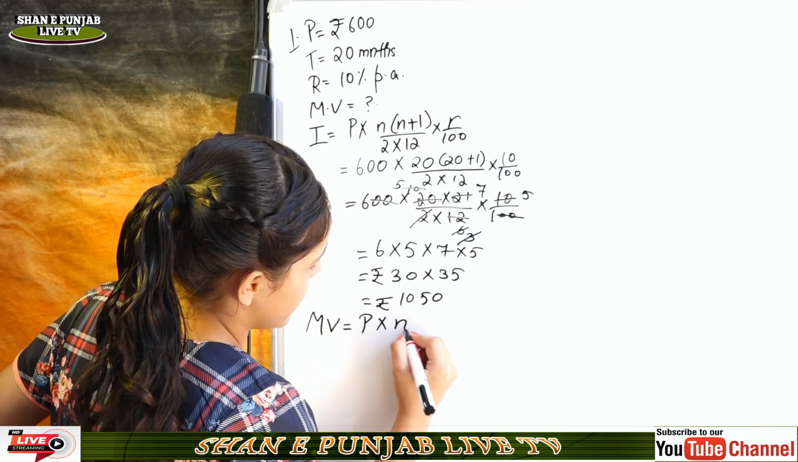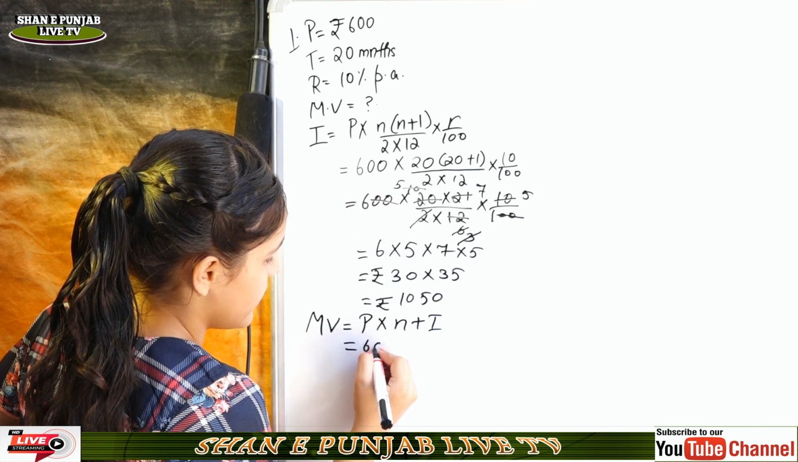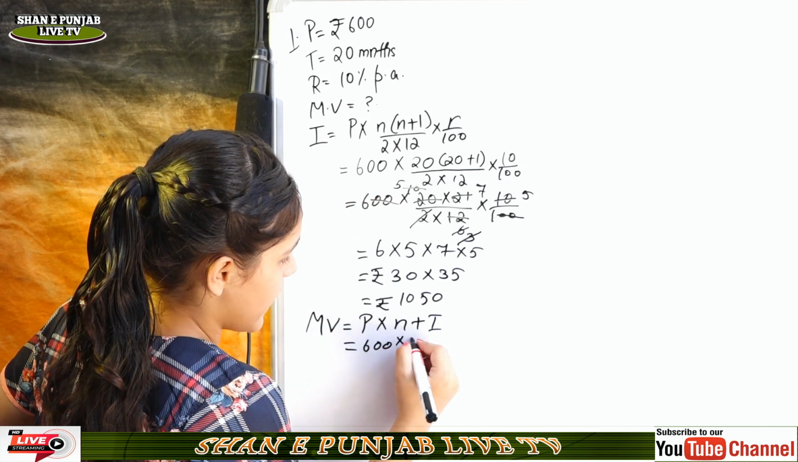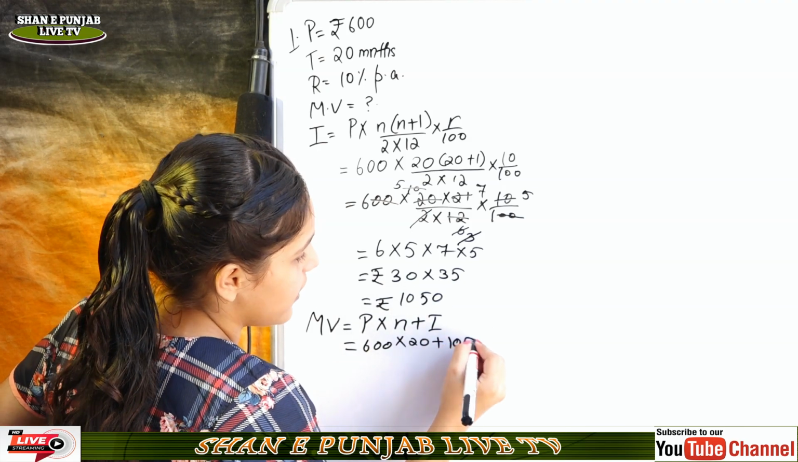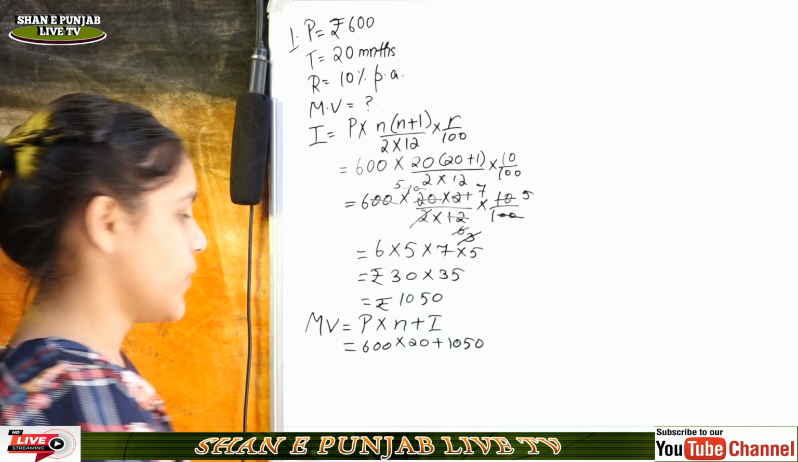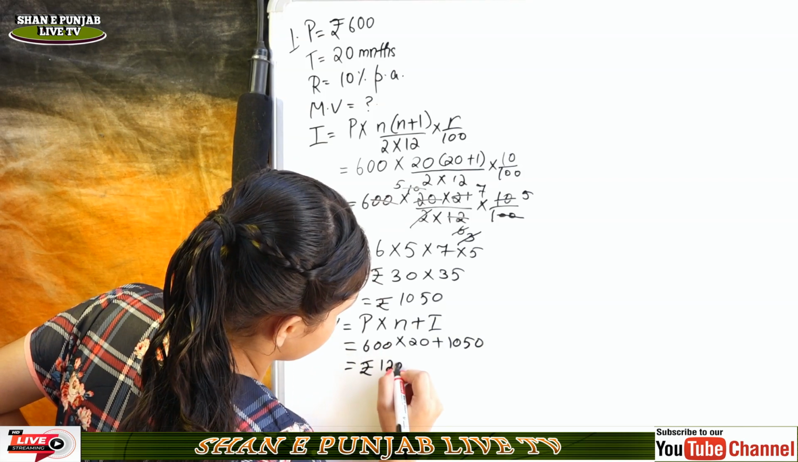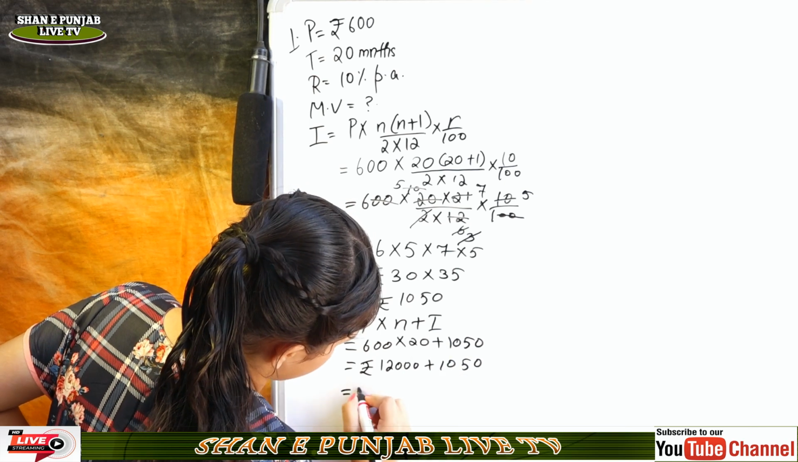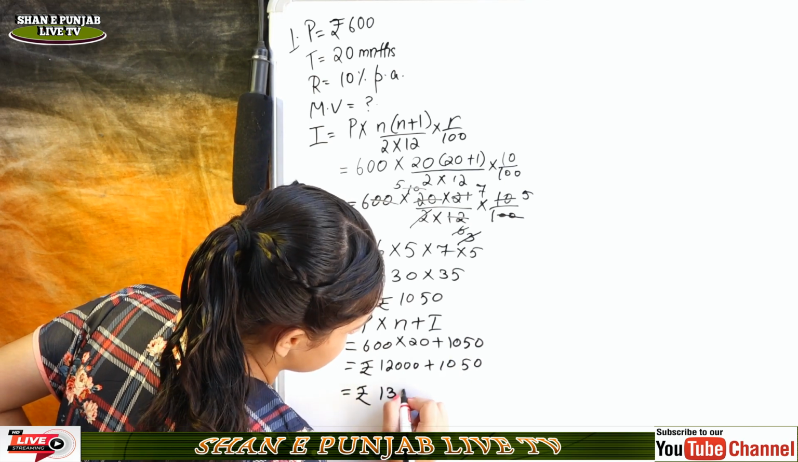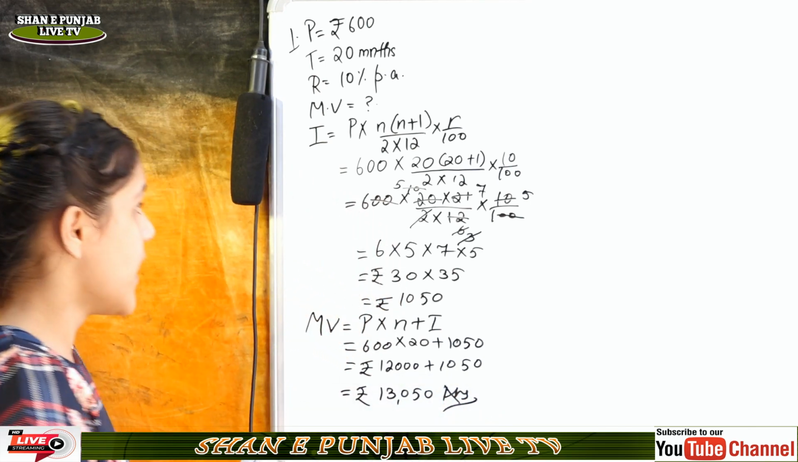Now maturity value, P into n plus I. P here is 600 into n is 20 plus interest we found out as 1050. Now 12,000 plus 1050 rupees, 13050 we got as our MV.